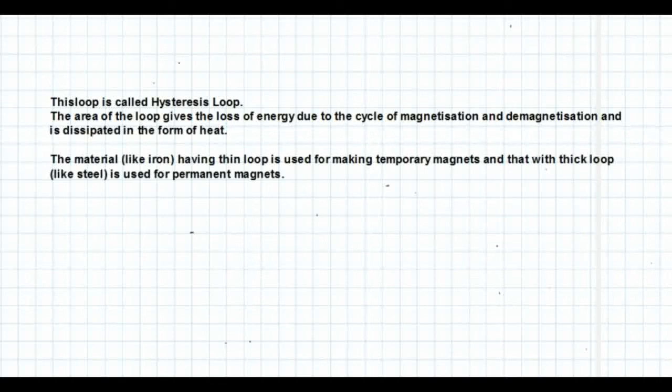The qualities required for a permanent magnet are high retentivity, high coercivity, high permeability, and high value of magnetic saturation. These are obtained if a material has a thick loop, then all these qualities will be met, and steel has these qualities.